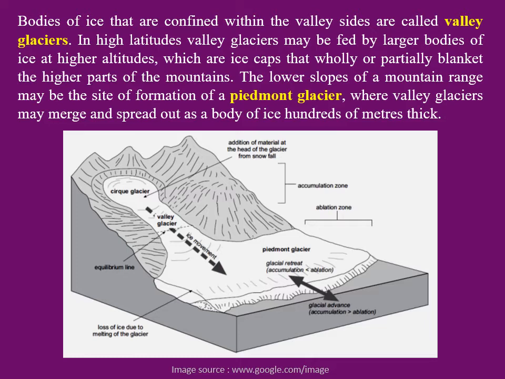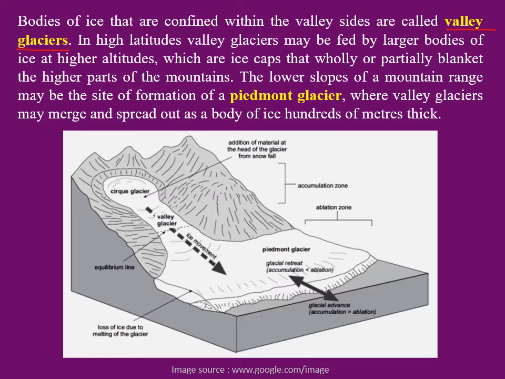The first type is known as valley glaciers. Valley glaciers are ice masses which are confined within the mountain valleys, and these valleys are separated by the high altitude portions of the mountains from adjacent ones. So when the ice masses are restricted into some narrow channels between two adjacent mountain bodies, then they are known as valley glaciers.